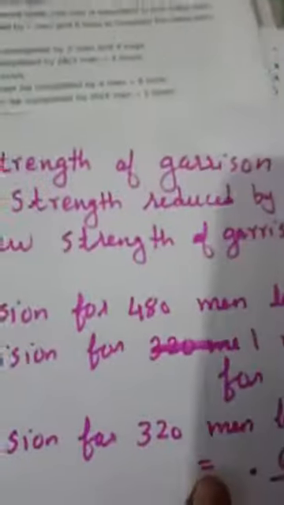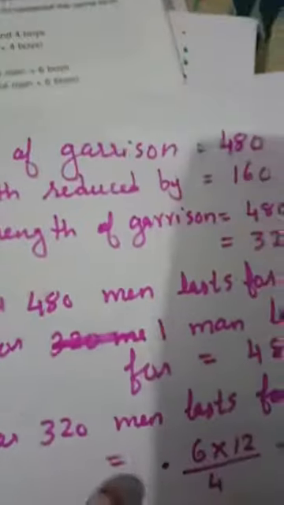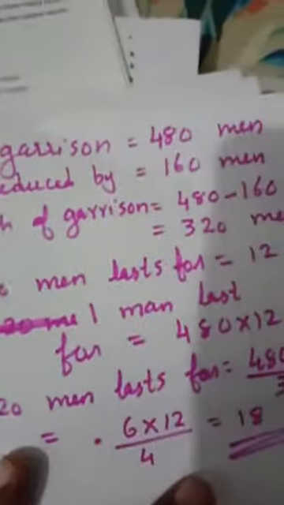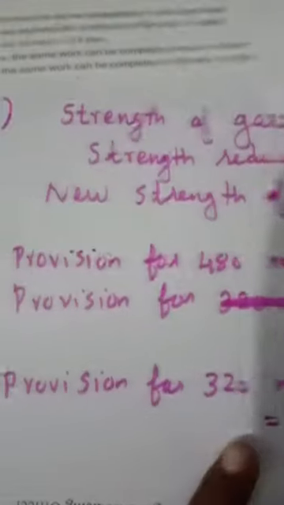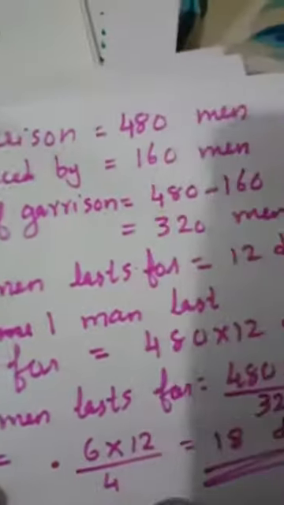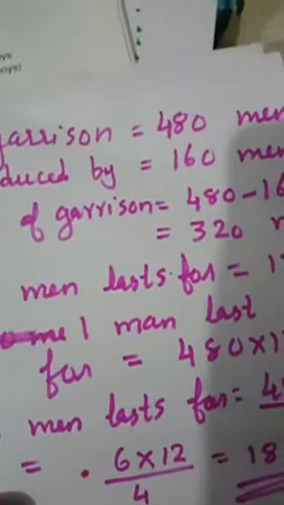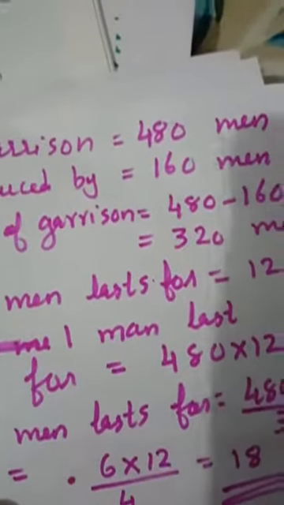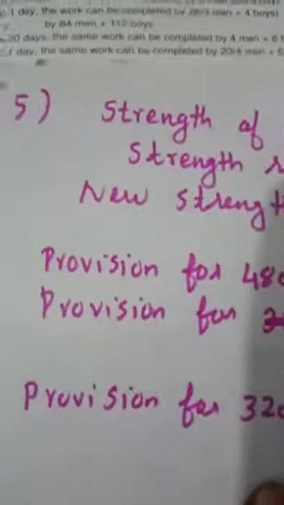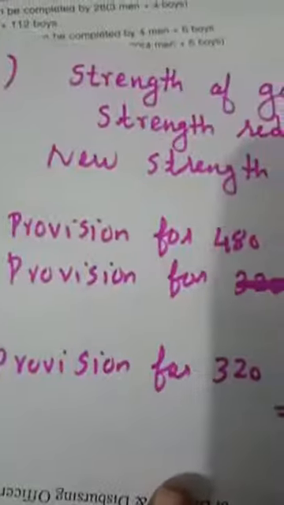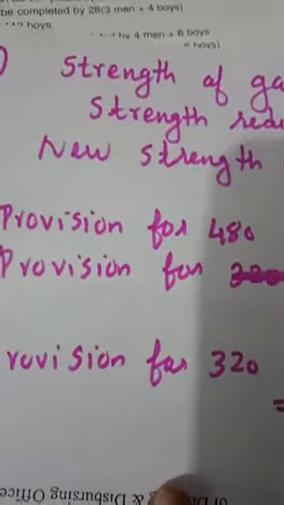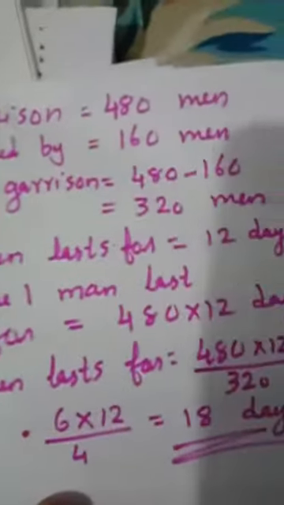See, strength of that garrison, strength 480, 480 men, then strength reduced by 160. So new strength of garrison 480 minus 160. Actually it is 480, now it is reduced by 160, so what is the new strength? 480 minus 160, 320 men are there, and provision for 480 men lasts for 12 days. It is given in the question.